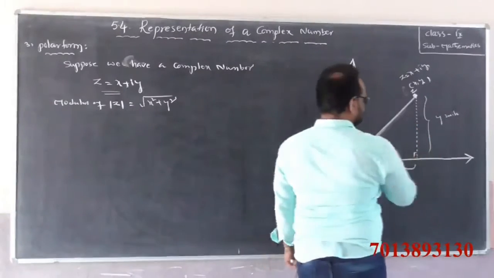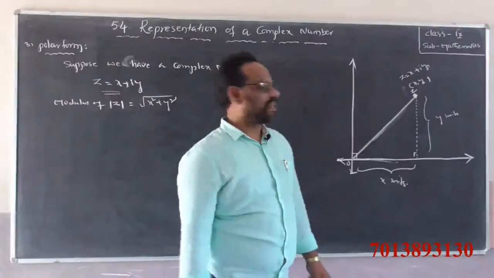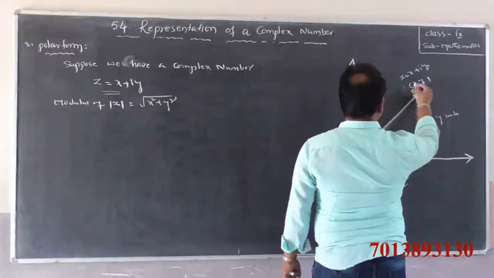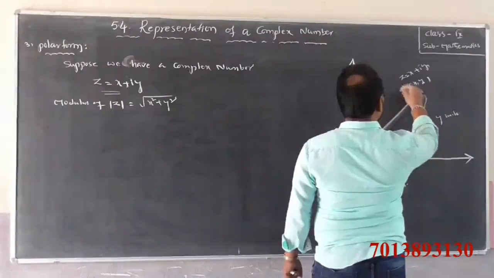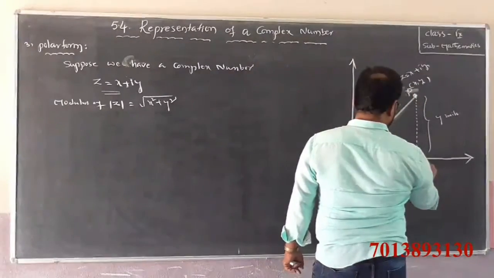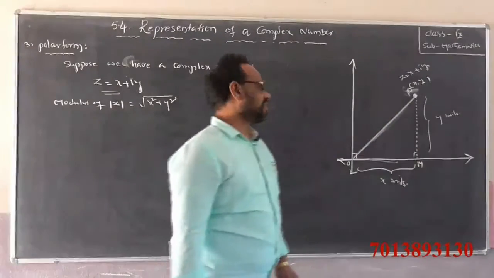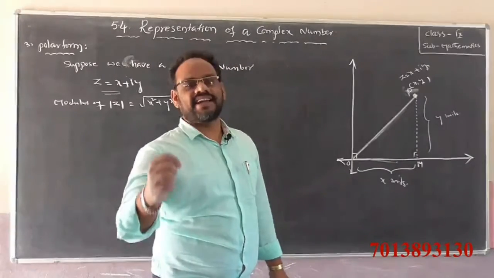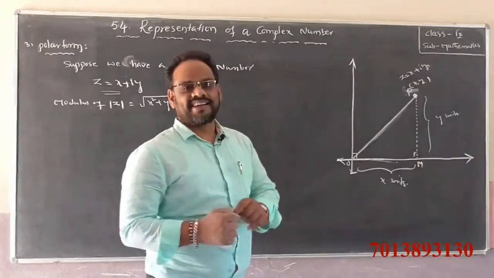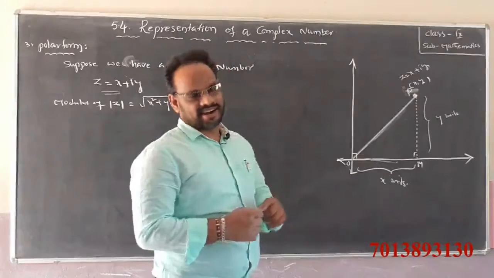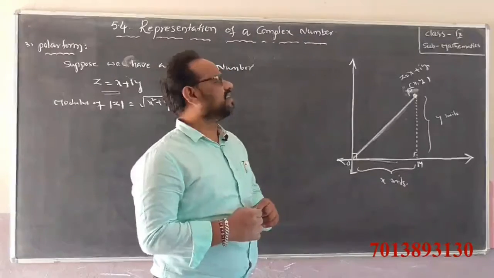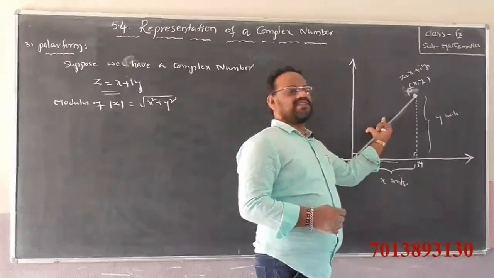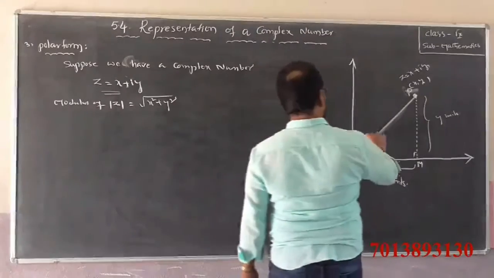Clearly, this is a right angled triangle. If you take O, A, this is Z or P, and take this point as M. Triangle OMP is a right angled triangle at M. So how do we find these values? This value is nothing but mod Z.